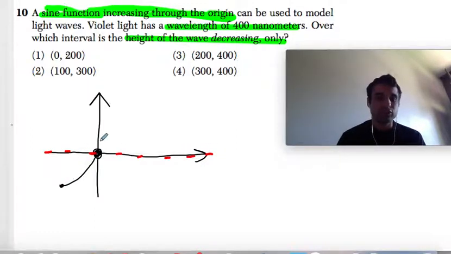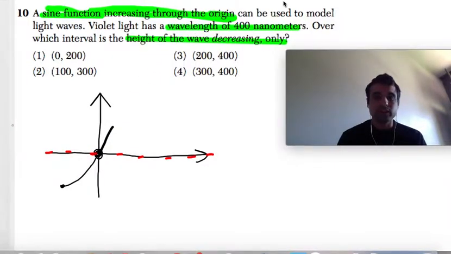Then the amplitude is just how much it increases. So it's increasing through the origin. That means it had to come up from its minimum to the midline, and then it had to continue increasing until it got to the maximum. So that means that its midline is the x-axis, y equals 0. And then one full cycle.